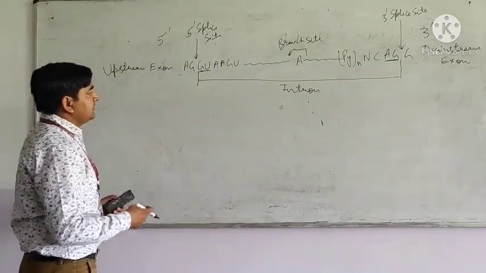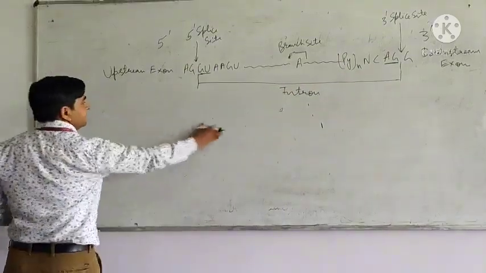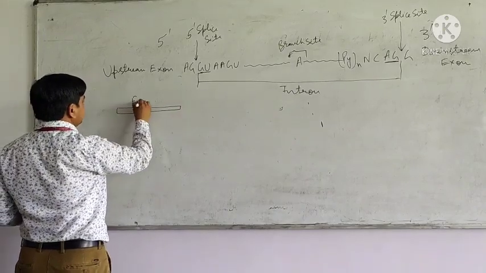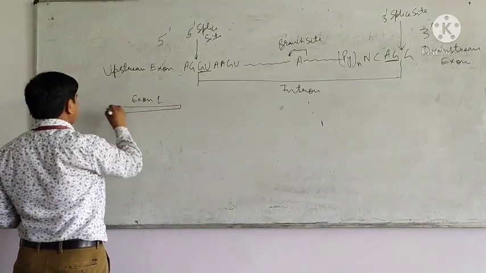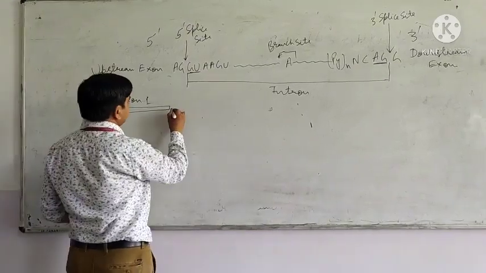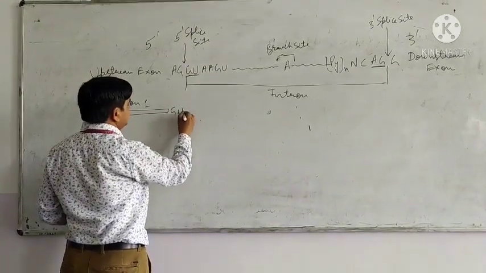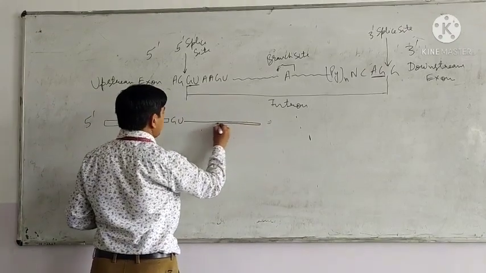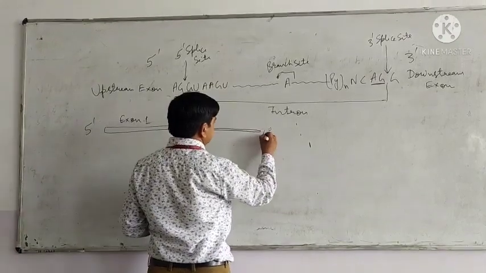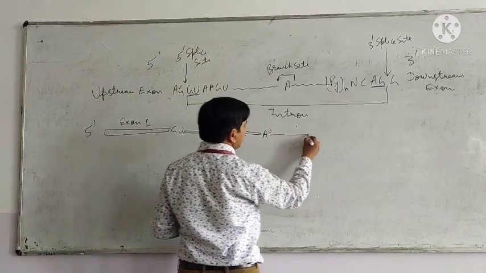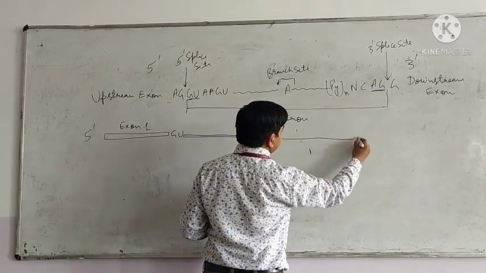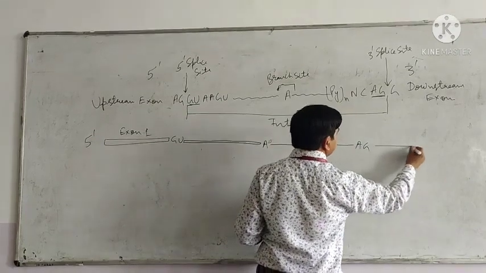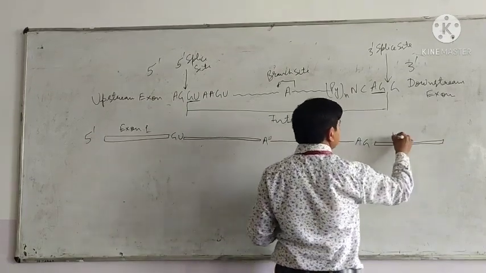So while in case of splicing, we do this. We will just write it in another way, like this: exon 1, 5 prime, then GU at the start of the intron. This is the intron, a branch site, then it ends at AG. Okay, then the next exon.